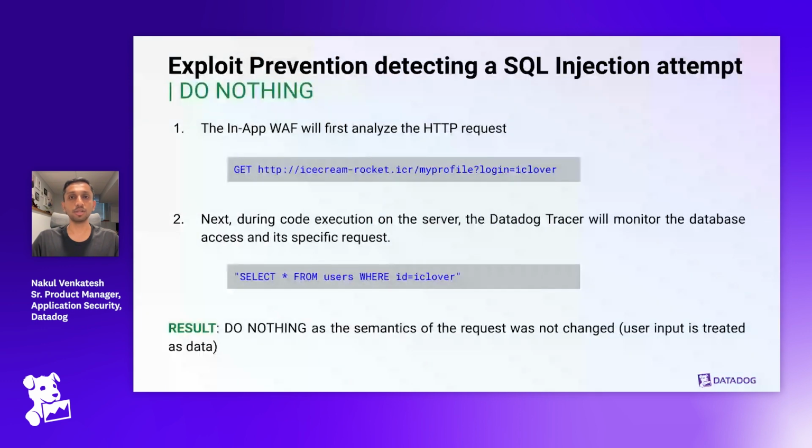When receiving a HTTP request, the in-app WAF, which is part of the embedded Datadog tracing library, will first analyze the content of the request parameters. Later, during code execution on the server, the tracer will monitor the database access and its specific request. Even though the request parameter iClover was used in the database query, the exploit prevention heuristic will not consider that access to be suspicious and nothing will be done. This is because user input is treated as data and not part of the SQL command itself.